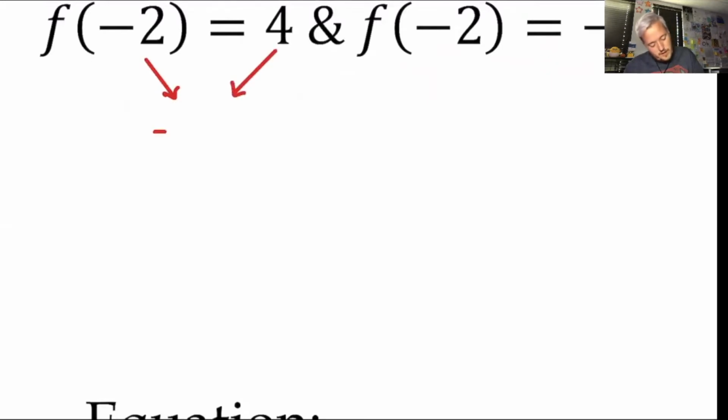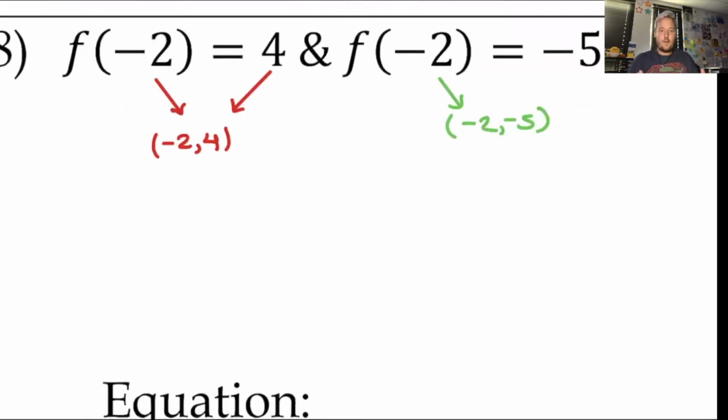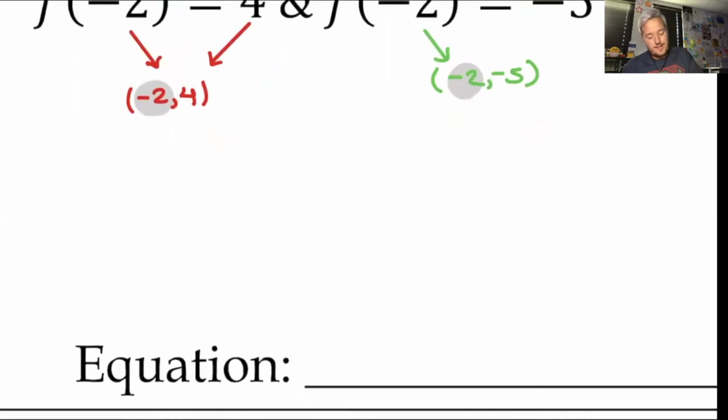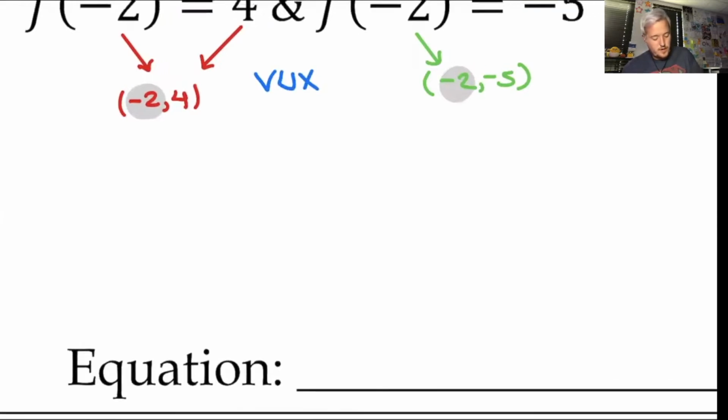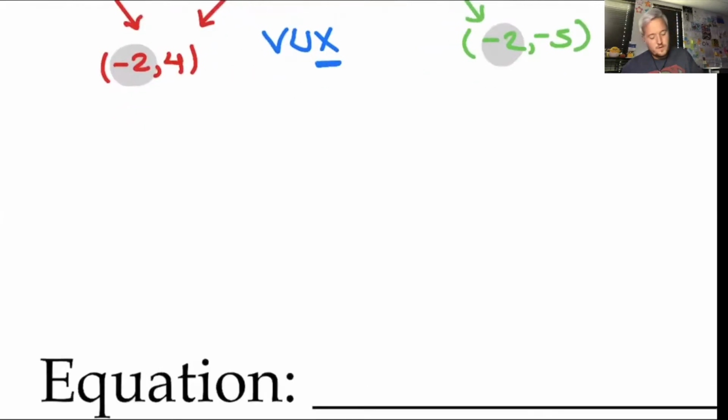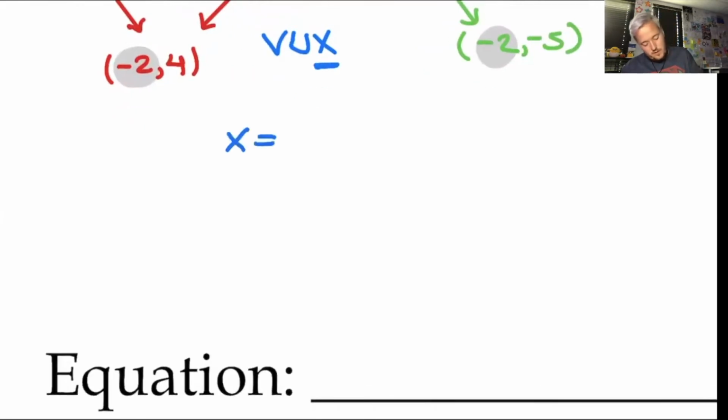All right, so this is going to be -2, 4. And the coordinate over here is going to be -2, -5. Now, one thing I want you to notice, before you even start anything, look at the x values. They're the exact same. So if the x values are the exact same, that's an indicator that we're going to be looking at BUCKS. So what that means is we're going to have an x equals equation. So if we're taking our x value, it's just going to be x equals -2. That is our equation.